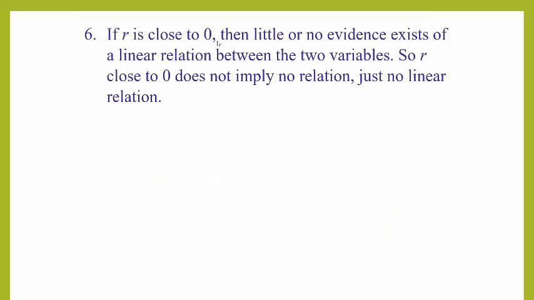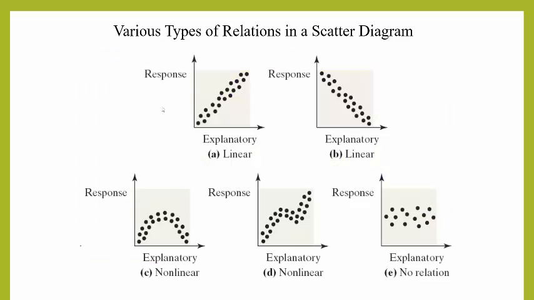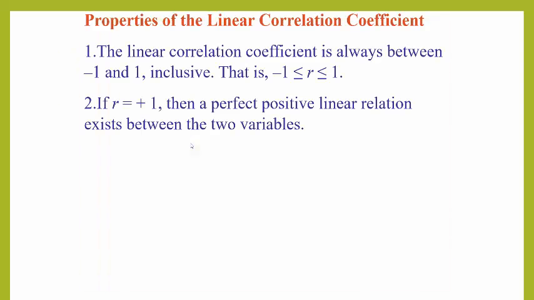Six, if r is close to 0, there's little or no evidence of a linear correlation between the two variables. All right, so r close to 0 does not imply no relation. It is important, just no linear relation. Forgive me for going back, but this one right here would have an r of 0. It's just saying there's no linear relation, but there's definitely a relationship, just the linear correlation coefficient doesn't pick it up.